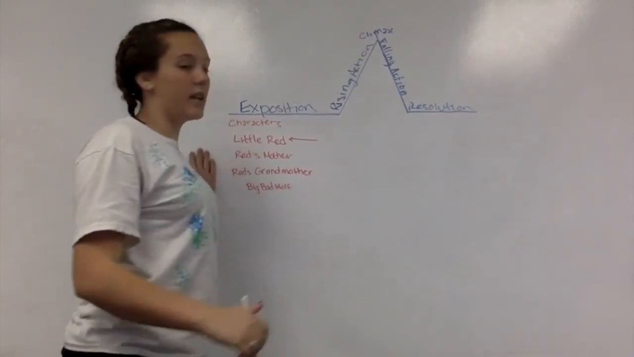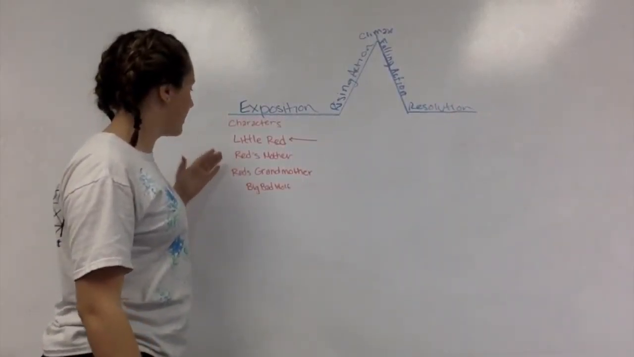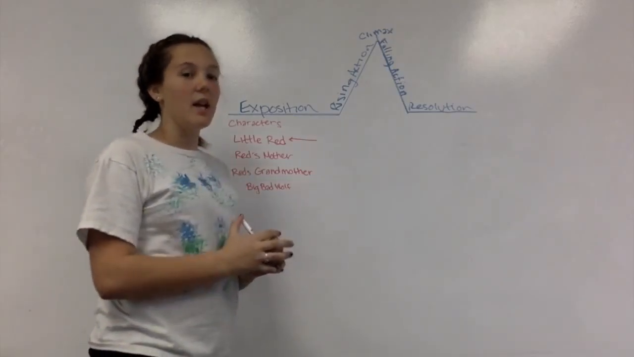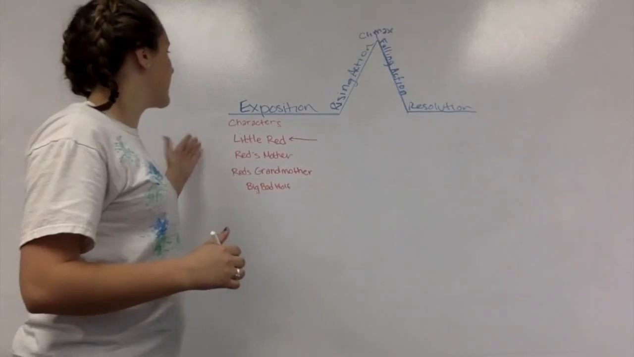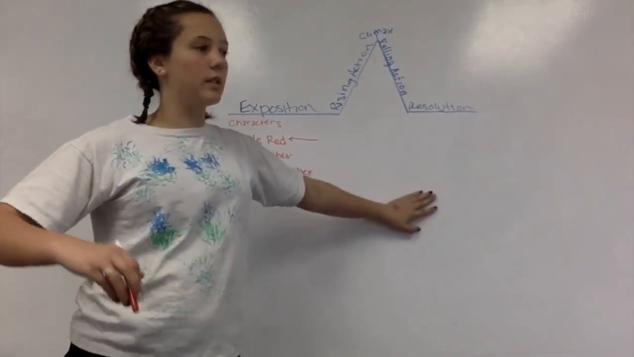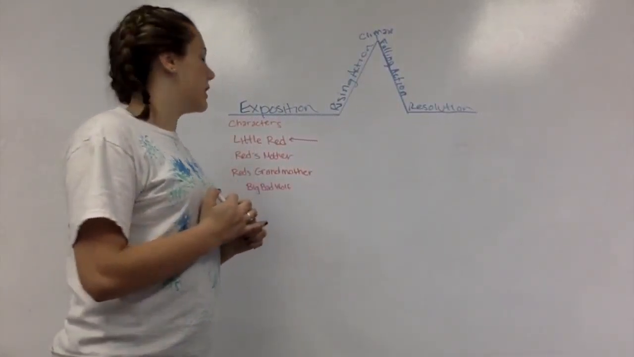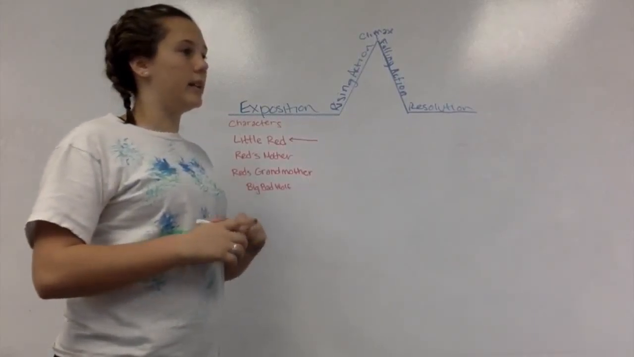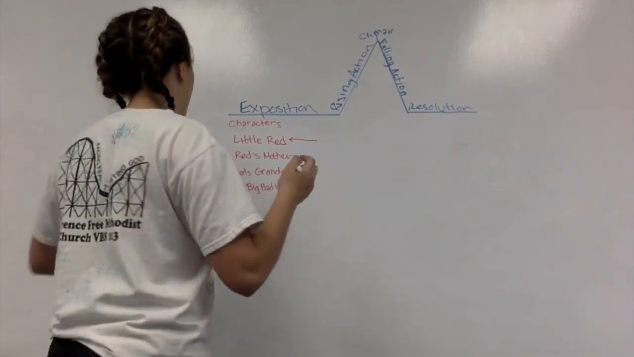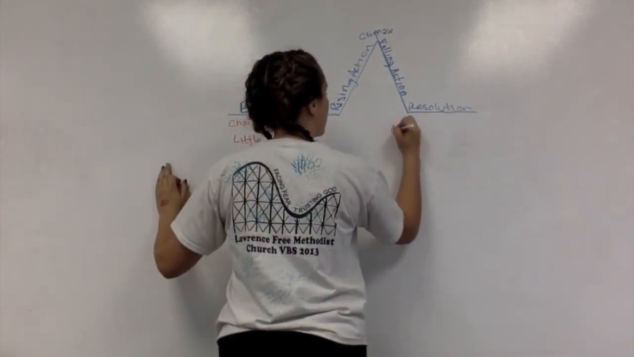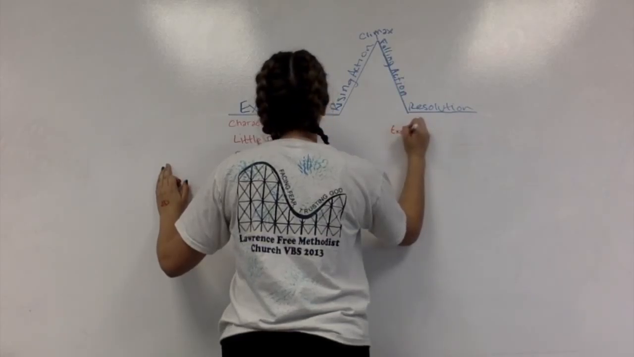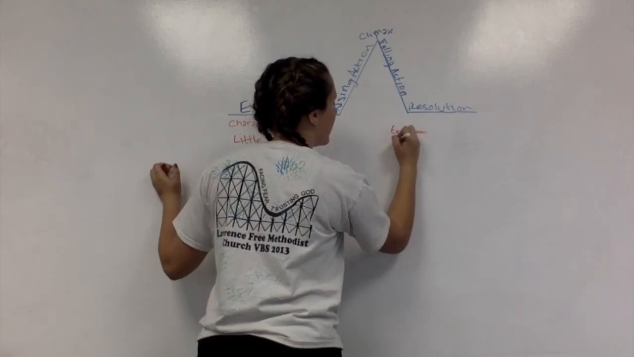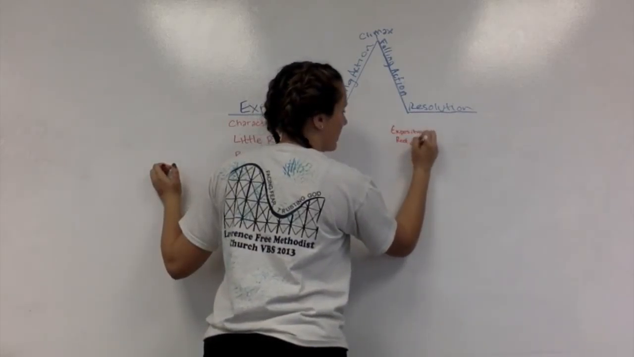Okay. So we have the characters down of who they are. Little Red, Red's mother, Red's grandmother, and the big bad wolf, which is not very nice. Okay, I'm going to explain to you, like Anna said, the exposition, rising action, climax, falling action, resolution, and what part of the story it is. So for the exposition, the first part is when Red is getting ready to go to her grandma's. So I'm going to write that right here. Okay, so Red getting ready to go.